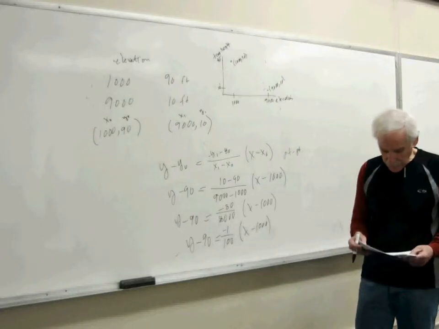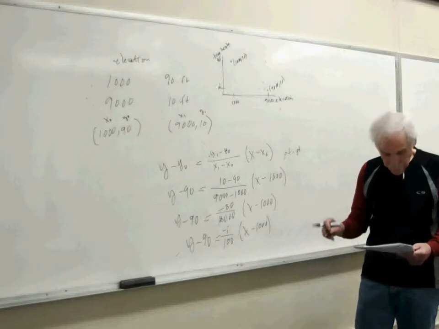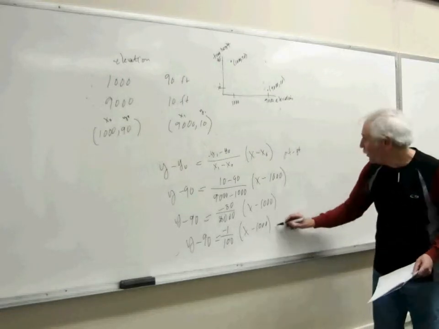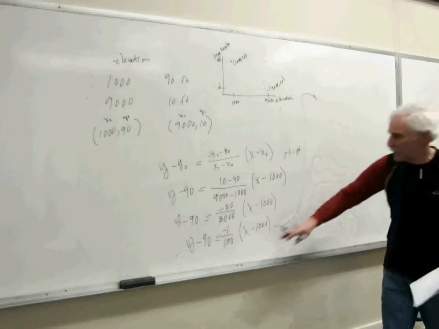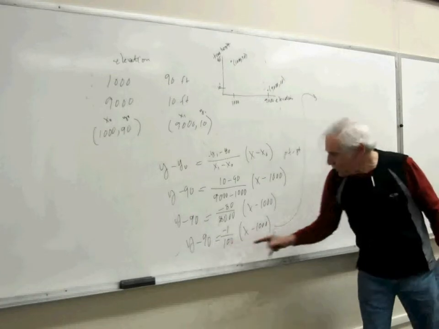Now, part C. Simplify the equation from step B and show the equation in slope-intercept form. Well, we've got to take this and put it in slope-intercept form. All I have to do is put the 90 on the other side.